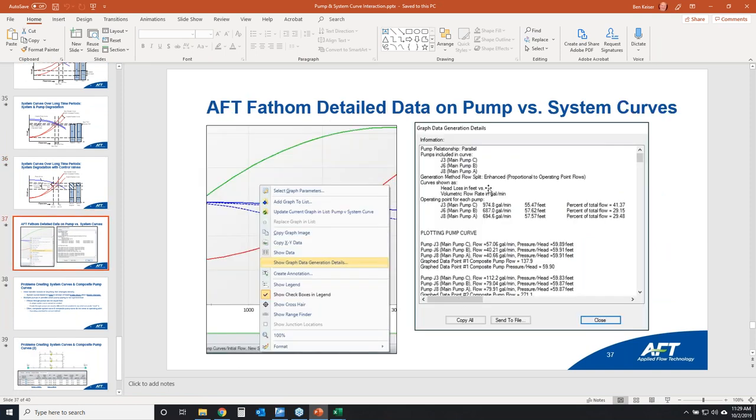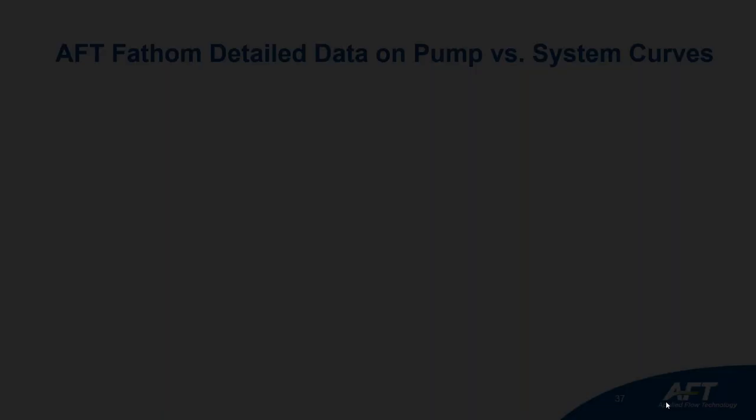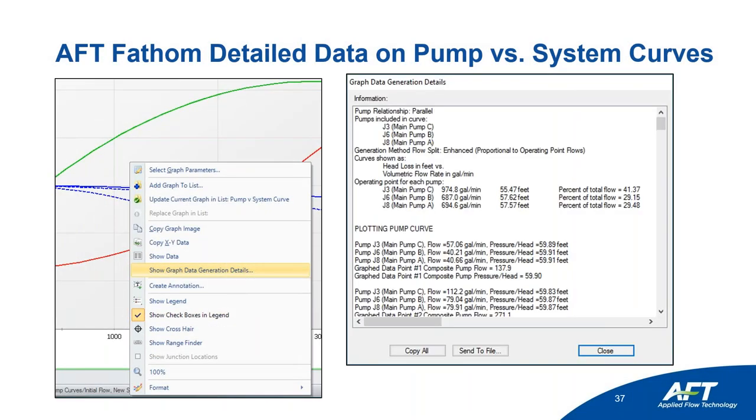One last thing here is if you're generating pump and system curves for pumps in parallel, this is where things get really complicated. So if you have pumps in parallel, there's a new button right here to show graph data generation details. When you click on that from your pump and system curves that are generated, this is going to give you a lot more additional information as to how exactly we are generating those curves. Here's why this is important and why it's complicated.